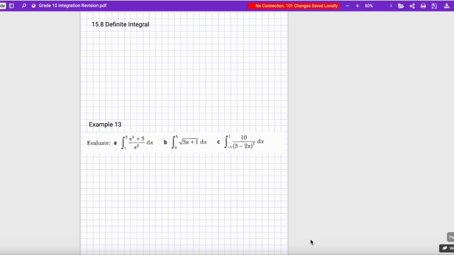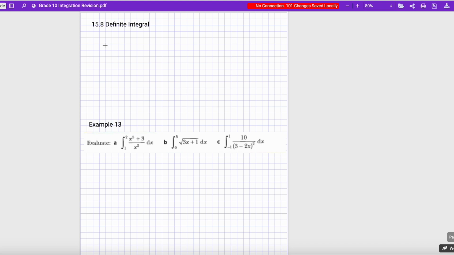Section 15.8, where we will be looking at definite integral. All right, so definite integral is part of integration, except that we are no longer just finding an equation or a function. Instead, definite integral will allow us to actually find and evaluate an integral. So you will eventually get an answer rather than, let's say, x squared over 2. You will get something like 5, 6, 9, 12.